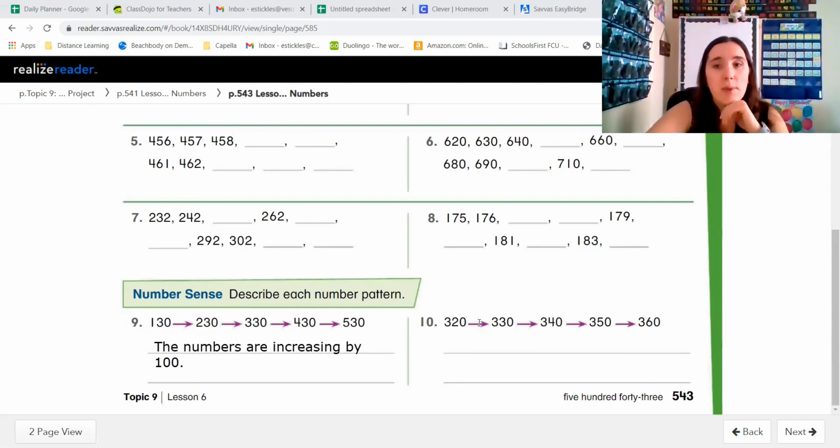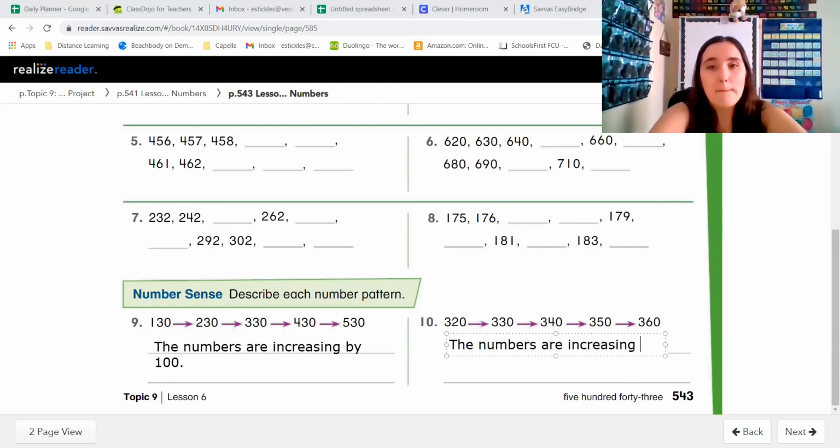I want you to try and figure out the pattern in number 10. Write it out down here and come back to me when you think you found it. Okay, let's look at the numbers. 320, 330, 340, 350, 360. So my ones place are all 0, so the ones are not changing. My tens go 2, 3, 4, 5, 6. My tens are increasing. Are my hundreds increasing? 3, 3, 3. Nope. We're all the same hundreds. So my tens are the only ones increasing, which means my numbers are increasing, they're getting bigger by 10. That's the pattern in that set.